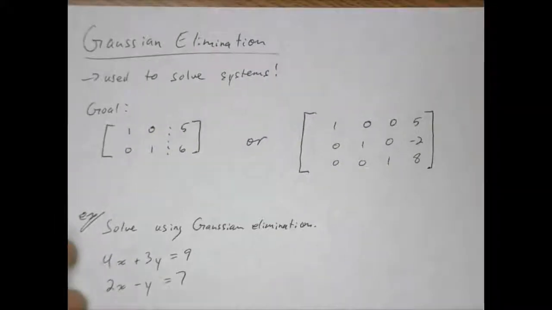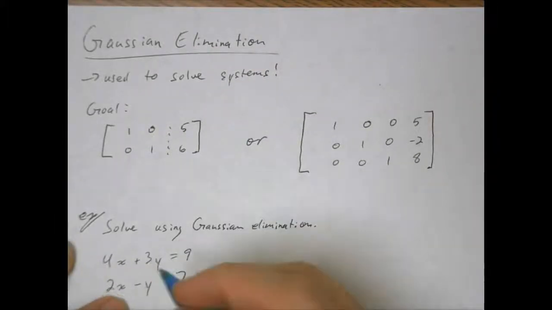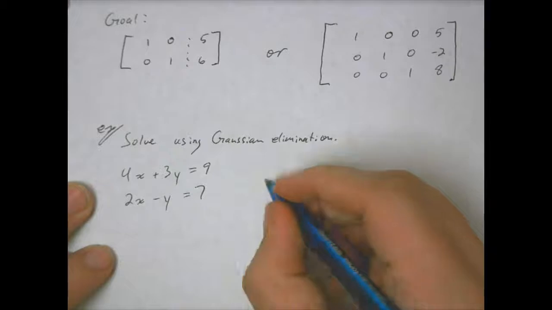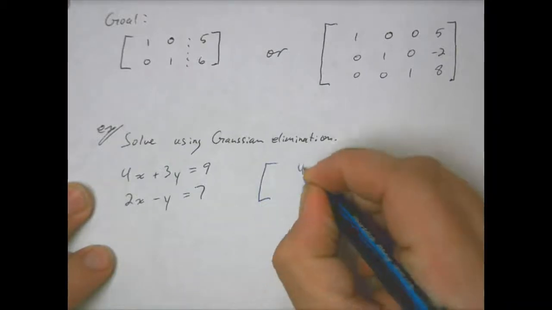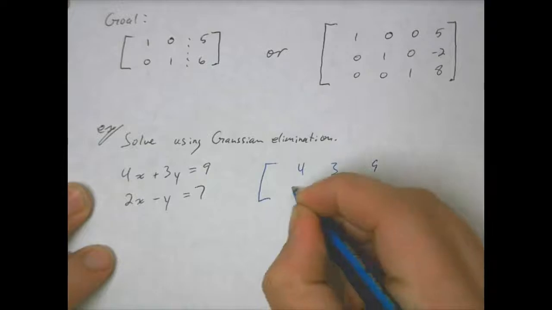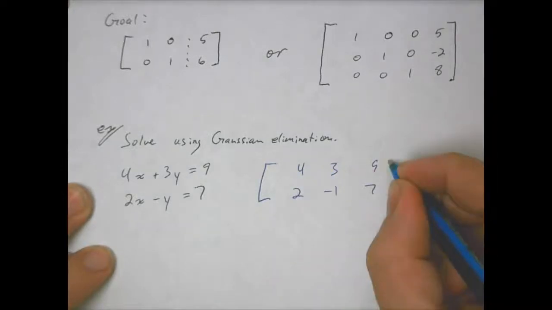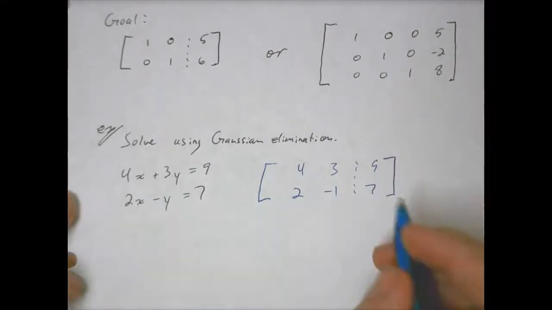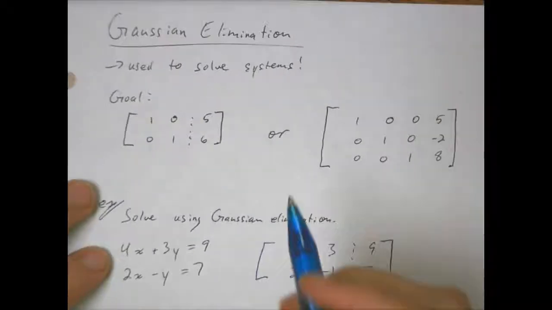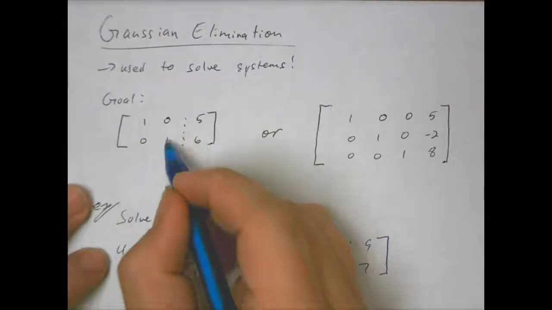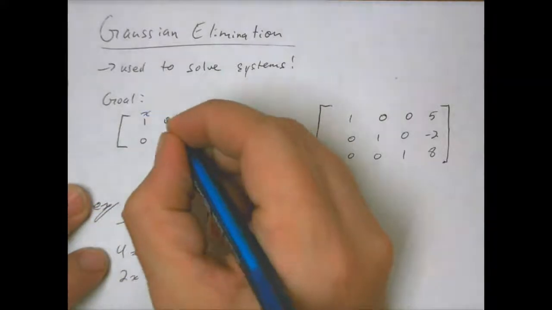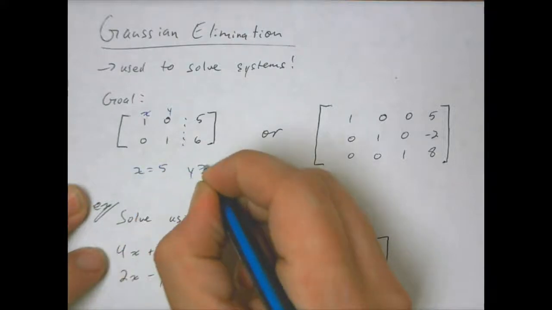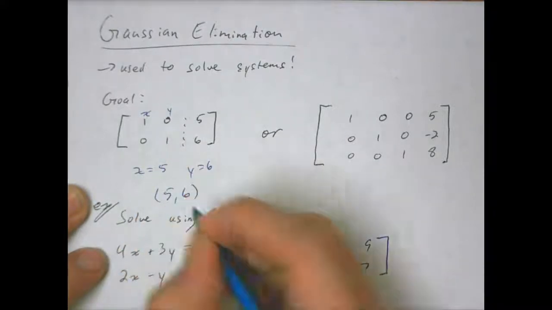But what we do is we take this system and set it all up in one matrix. So this one we would set up as 4, 3, and our solution is 9, 2, -1, 7. You can keep dotted lines right here to remember that these are going to be our solutions. So our goal here is to have 1 and 1. This is where x was, this is where our y's were. So for this one, this just means x equals 5 and y equals 6. So we had the point, or the solution, 5, 6.